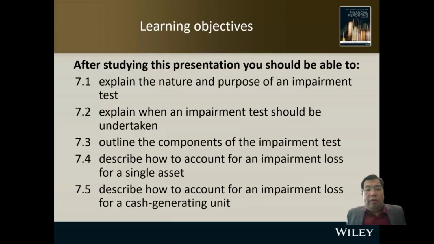Number one, I'm going to explain what is the nature and purpose of impairment test, how to conduct impairment test, what are the rules of the impairment test. Explain when an impairment test should be undertaken. Outline the components of the impairment test. Describe how to account for impairment loss for one single asset and also how to account for impairment loss for a cash generating unit. If, for example, you have a collection of assets that work as a unit, when we calculate the impairment, how are we going to allocate the loss to each type of assets?